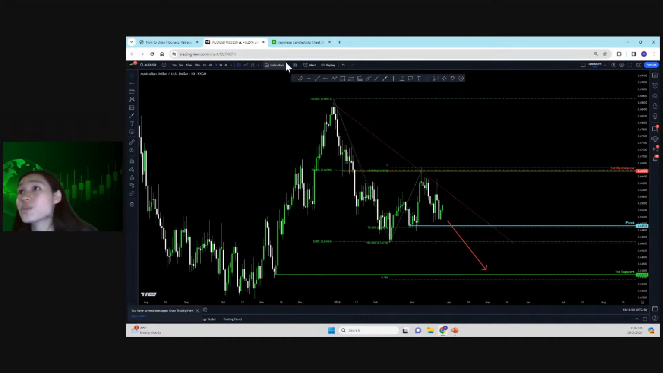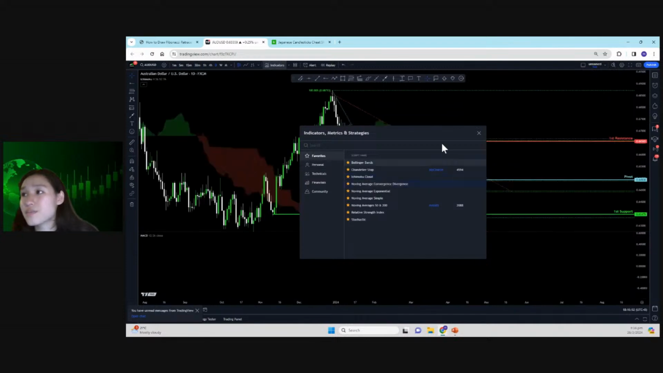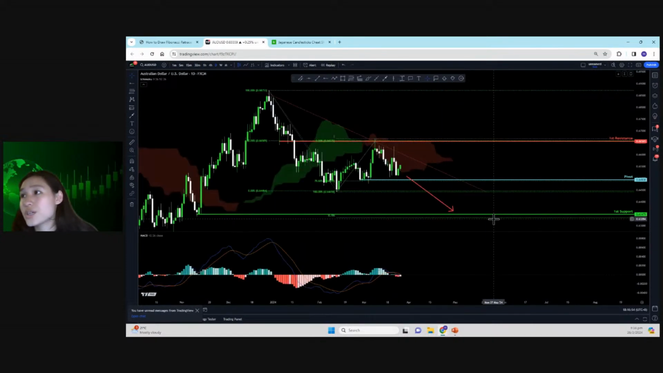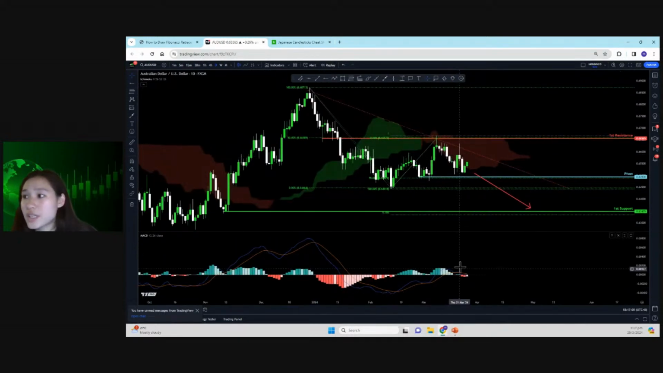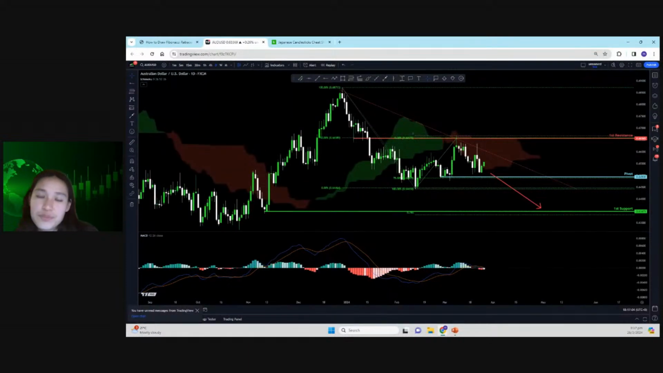Okay, let me pull out some indicators again. Price looks like it's breaking out of the Ichimoku cloud, and MACD is giving us a bearish signal as well. Okay, any other questions or requests?